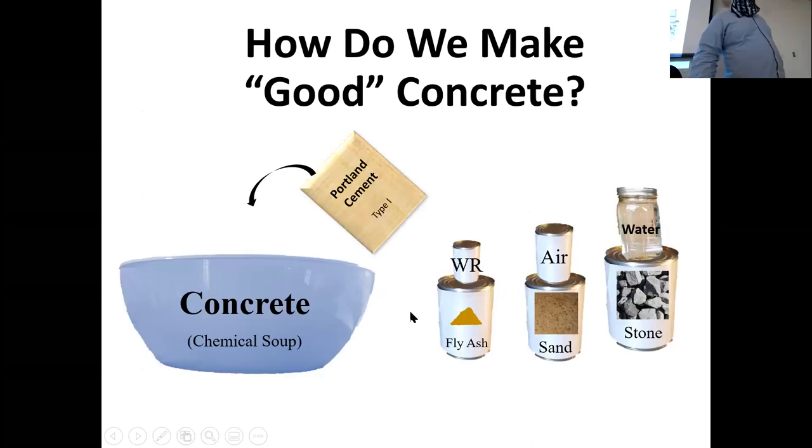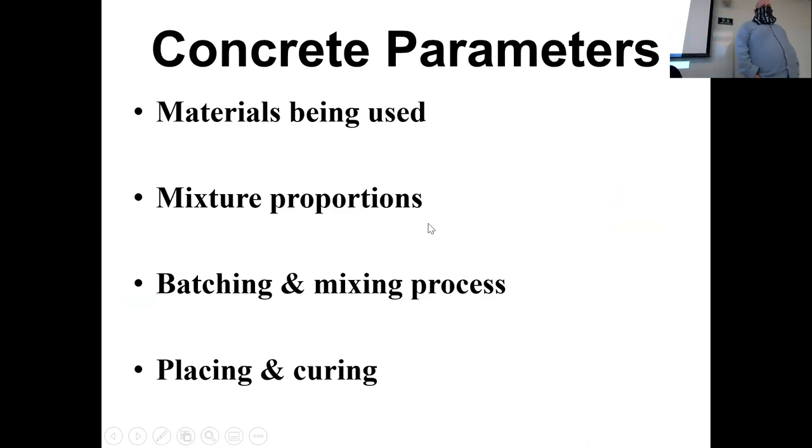It's the same thing when we make concrete. You have all your ingredients. Whenever you're putting it into the concrete truck, or if you're a central batch plant, when you're putting it into that drum, how much of each ingredient do you put in there? It's literally the same thing. There are parameters that make concrete good: what material are you going to use, and what proportions are you going to proportion all those different materials together? And then, what batch process are you using? Are you using a dry batch plant or a central batch plant?